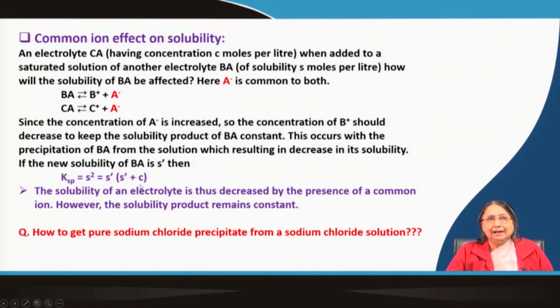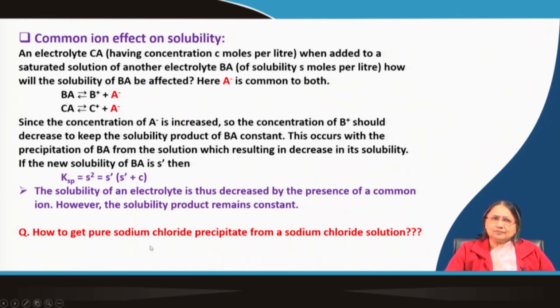When it is higher, S dash should be lower to keep the Ksp constant, which means the solubility will be lowered. So, the common ion effect means that when you add a common ion, the solubility of the original electrolyte will go down, resulting in a decrease in its solubility, and the new solubility of BA is S dash. I explained this already. The solubility of an electrolyte is thus decreased by the presence of a common ion. However, the solubility product remains constant.